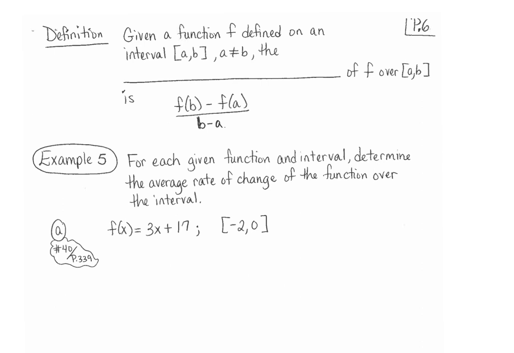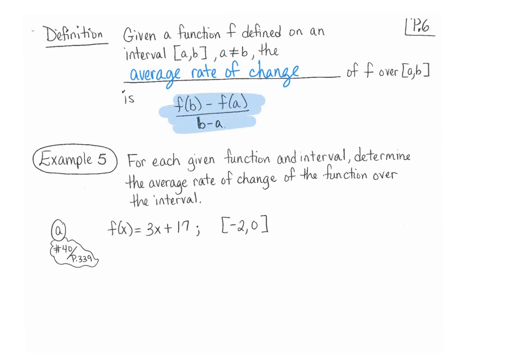Yes. Okay. Given a function f defined on an interval AB where a and b are not the same, the average rate of change of f over AB is given by f of b minus f of a over b minus a. You need to know this. This is the formula for average rate of change.